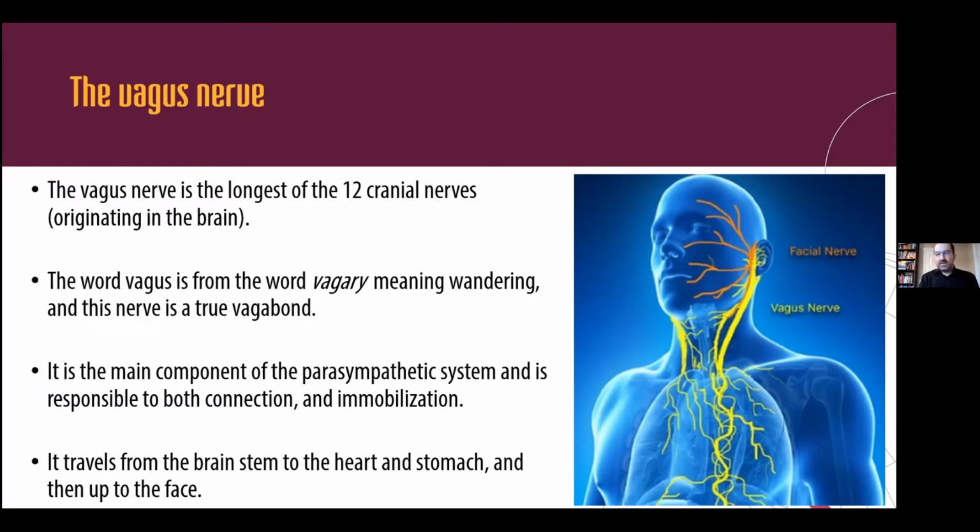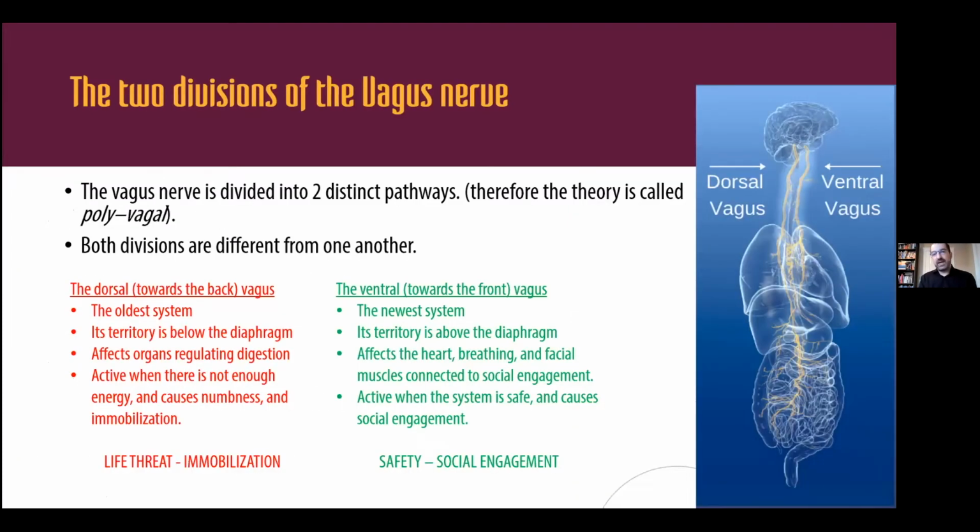So that vagus nerve is apparently not one nerve. One of the discoveries of the polyvagal theory is that the vagus nerve actually has two independent branches that are responsible for two of the autonomic states that I'm going to explain. This divide into two distinct pathways gives the polyvagal theory its name: poly, meaning more than one, and vagal, which is connected to the vagus nerve. That's why the theory is called polyvagal, because there's more than one branch of the vagus nerve.